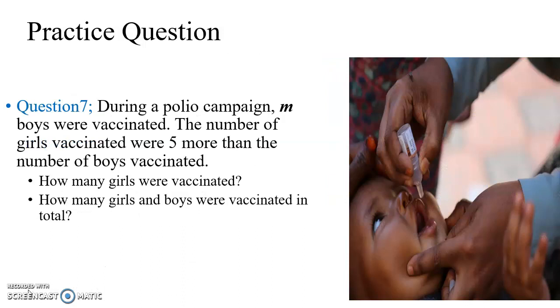Now with that, I want to leave you with a practice question. You can try to answer this question, and this will offer you enough practice for what we have learned today. During a polio campaign, M boys were vaccinated. The number of girls vaccinated was 5 more than the number of boys vaccinated. How many girls were vaccinated? How many girls and boys were vaccinated in total? Once you try that question, you will be in a position to have a grasp of what we have learned today.